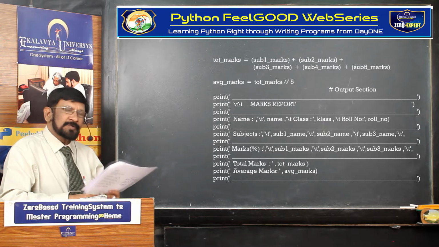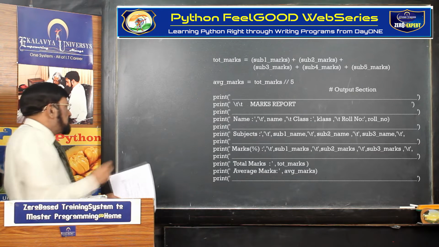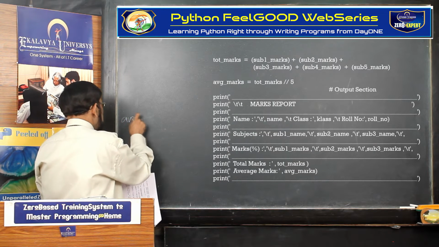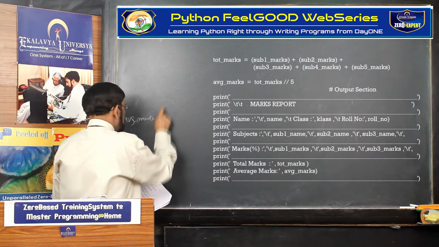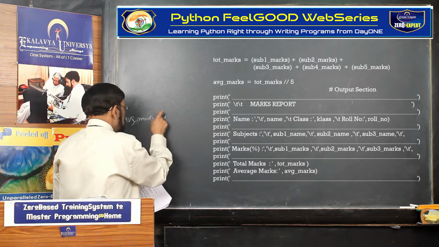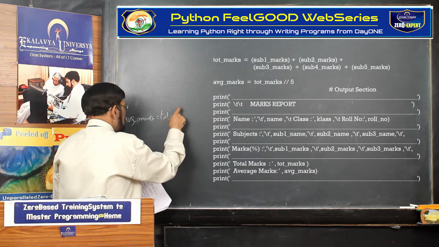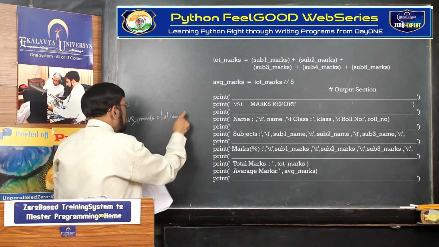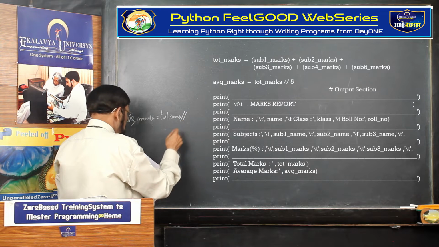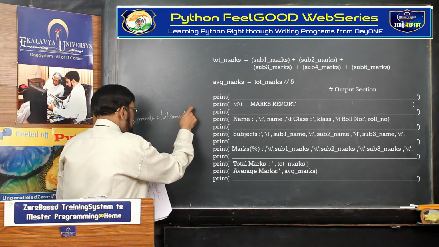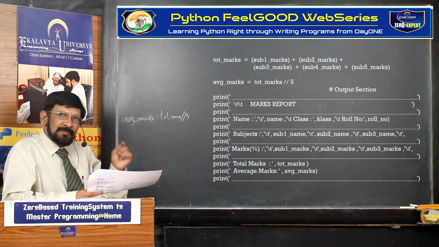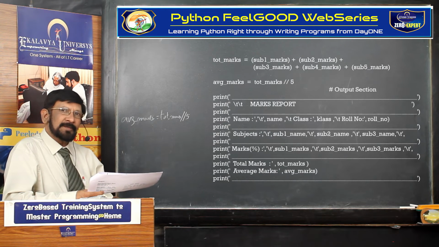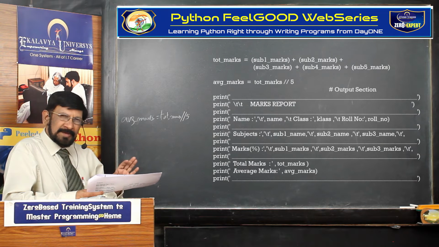Thereafter, we have to calculate average marks. Average marks, how do we calculate? AVG marks. Here, one point I have to explain to you. What is the formula? You know that. Tot marks divided by 5. Here, I have written double slashes. Actually, if you write a single slash, a fraction may come. That means we are taking integers only.